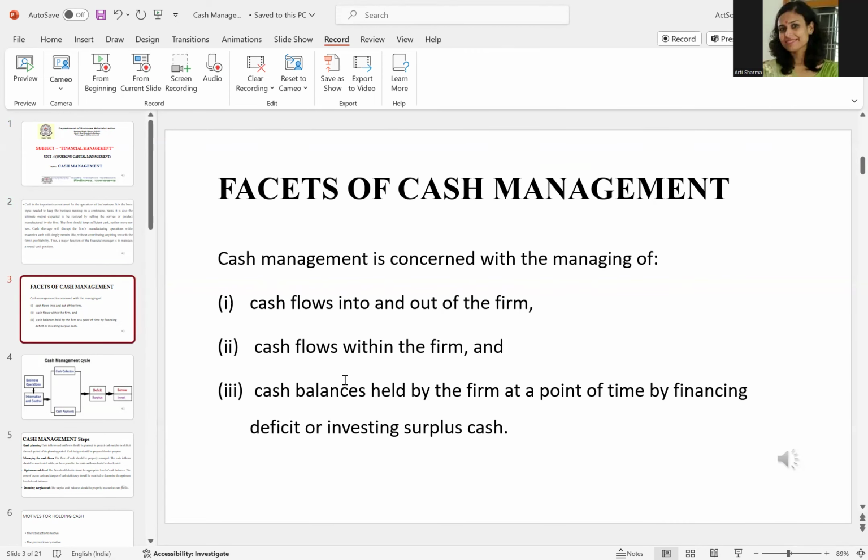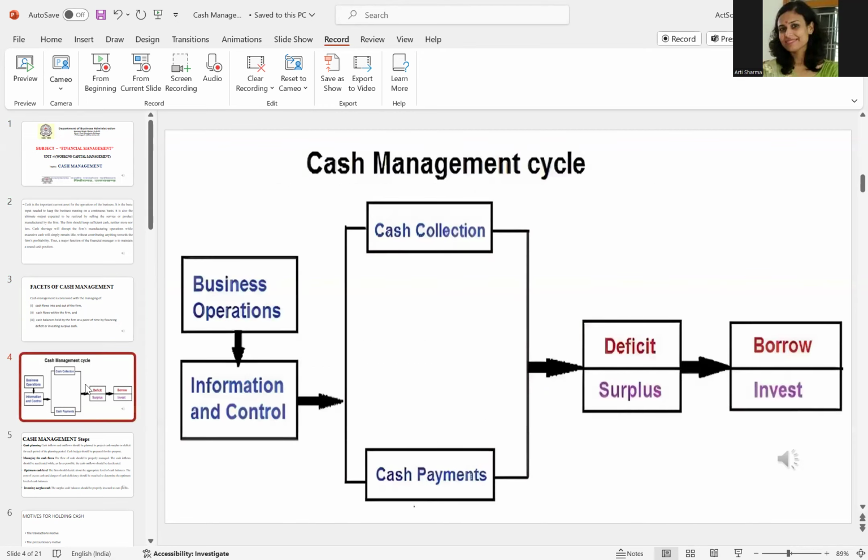Now, there are three facets of cash management. First is cash inflows into and out of the firm, meaning the cash inflows and cash outflows. And second, the cash flows within the firm, जो cash का management है. Then third, cash balances held by the firm at a point of time, by financing deficits or investing the surplus cash. Now, this is the cash management cycle.